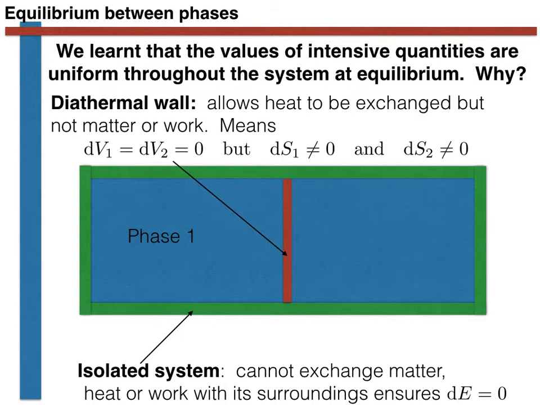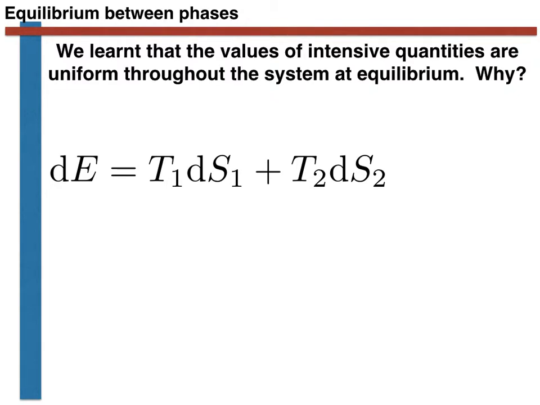We can write the change in the total energy of the whole system as follows. This is equal to the change in the internal energy of phase 1, T1 multiplied by dS1, plus the change in the internal energy of phase 2, T2 multiplied by dS2. However, we know that the whole system is isolated and hence that it cannot exchange heat, work, or matter with its surroundings. The internal energy of the whole system must therefore not change.